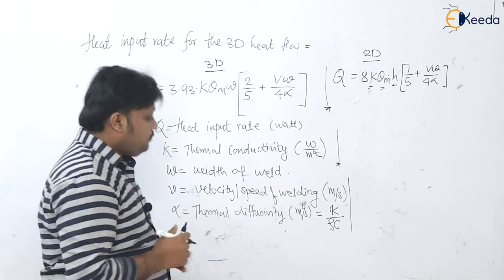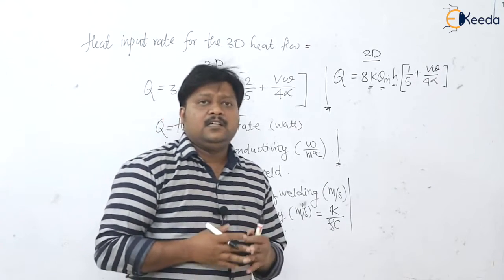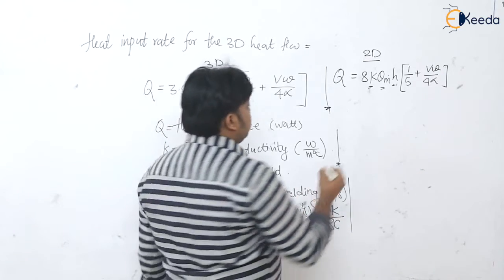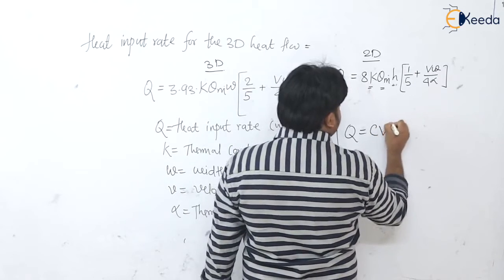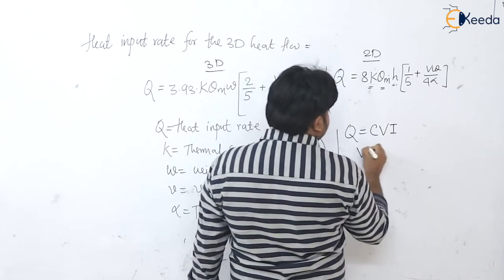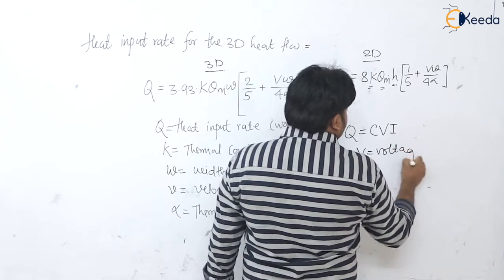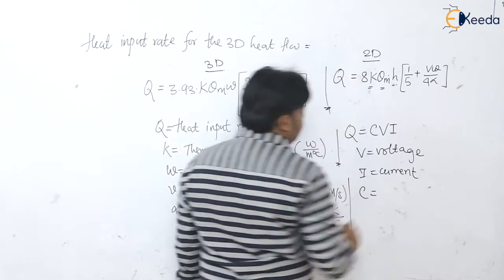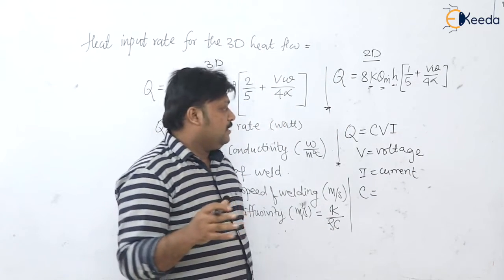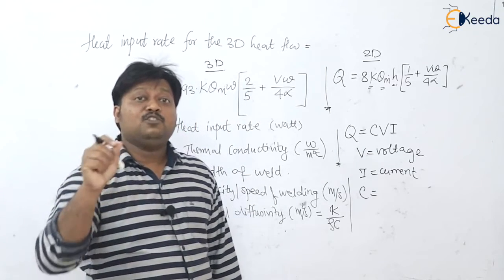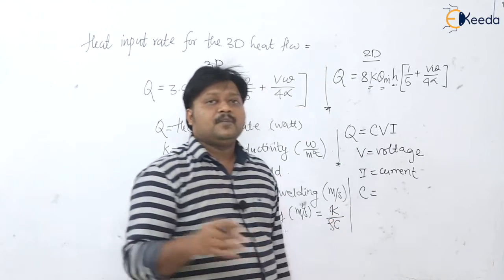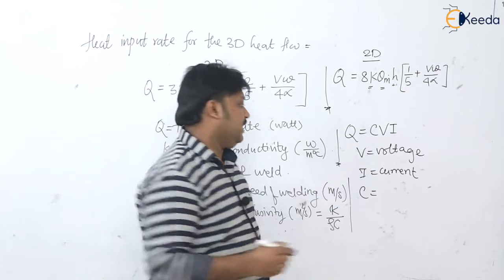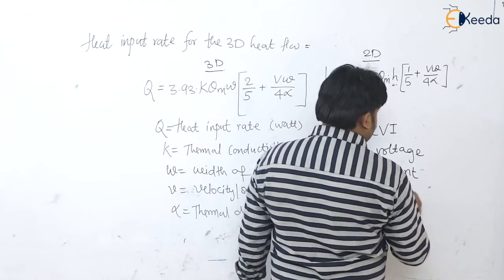So again, in arc welding, the heat input rate with the metal transfer is given as Q equals C into VI, where V is the voltage, I is the current, and C is the fraction of time for which the arc was on in the arc welding.